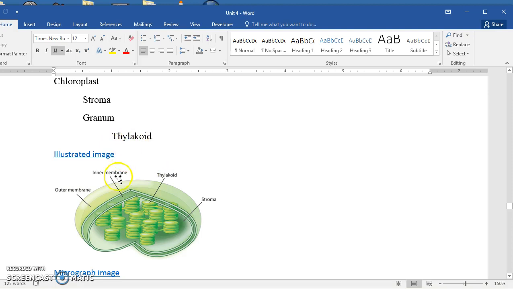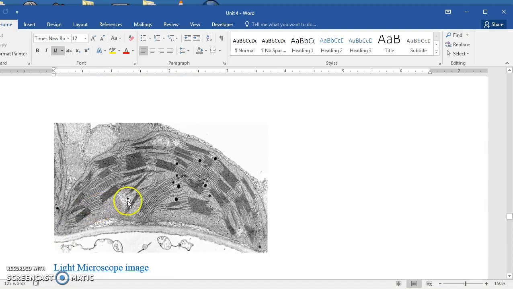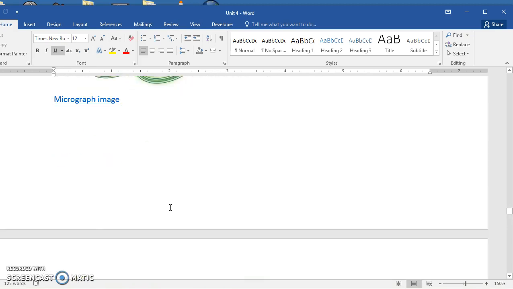With the thylakoids, a stack of these is called a granum, and these are found floating around just in the stroma. Here's an electron micrograph of a chloroplast, and you can see the grana. They're a little bit darker, seem to be connected with these strands, part of the cytoskeleton.